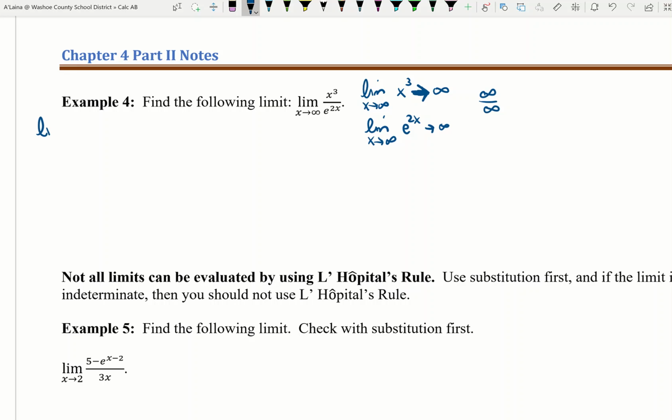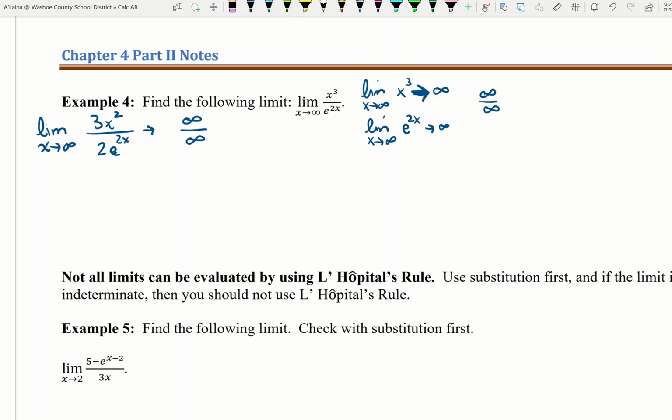So when you use L'Hopital's rule, I'm going to write the limit notation again, and I'm going to take the derivative in terms of x of the numerator separately from the denominator. Don't forget the chain rule. And then if I evaluate this, I can tell again that I'm going to get another infinity over infinity.